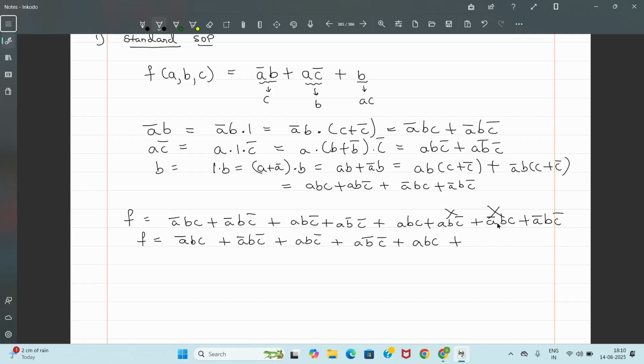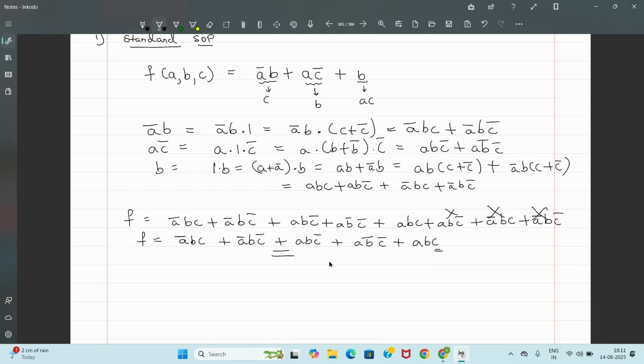Then you have A bar B C bar, which is already written, not required. Okay. So which means repetitions have been eliminated. You're supposed to write the value only once, right? So this will be your final answer now. So in the question, if they ask you to write the standard SOP form of a given function, this is where you have to stop. This should be your answer. Include all the missing terms and stop here.